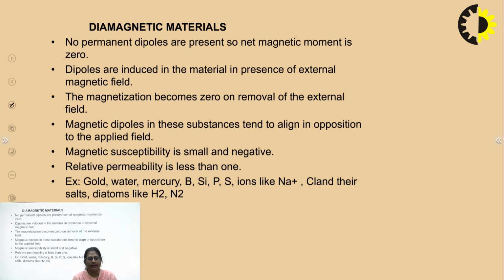The magnetic dipoles in these substances tend to align in opposition to the applied field. The magnetic susceptibility is very small and also negative. The important thing is their relative permeability is less than 1, right? If I go with the examples, we have mercury, water, gold, and diatomics like H2 and N2, right?